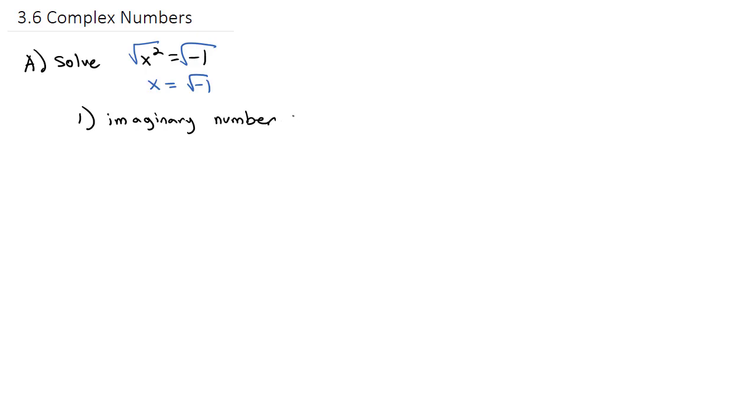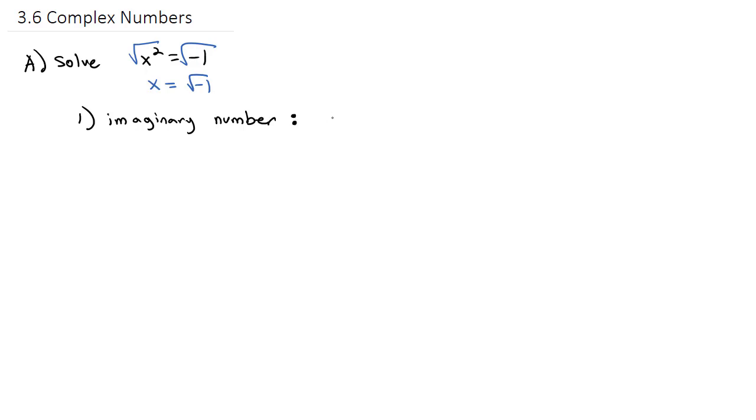Now, don't be fooled by the name imaginary number. It doesn't mean it's just pretend. Actually, these numbers really do exist. They've just been called imaginary numbers because we use the letter i to represent them. But don't think that means they don't exist. They really do exist, and they help us solve many useful applications.